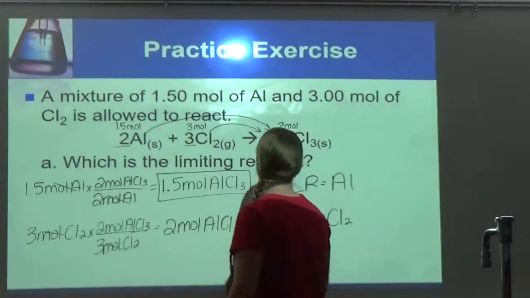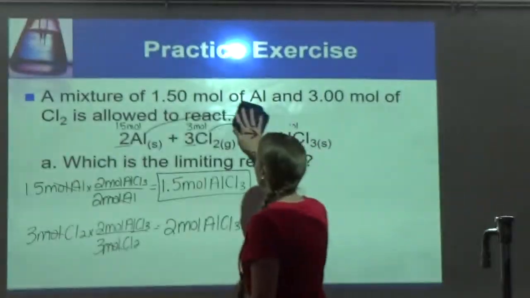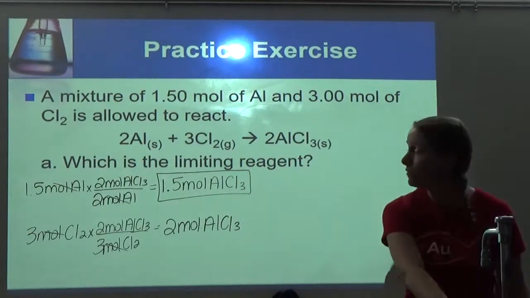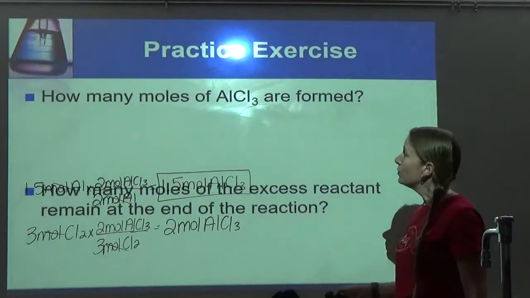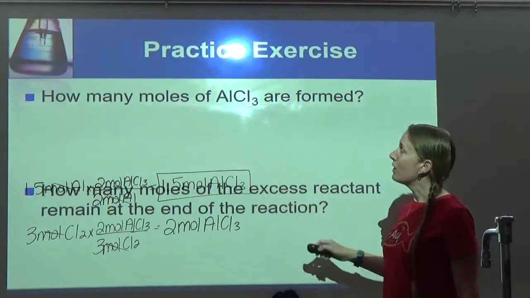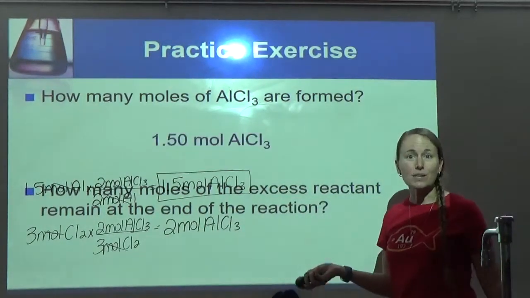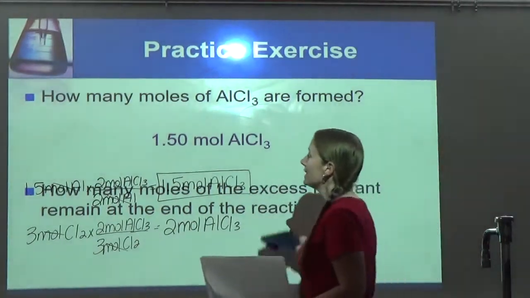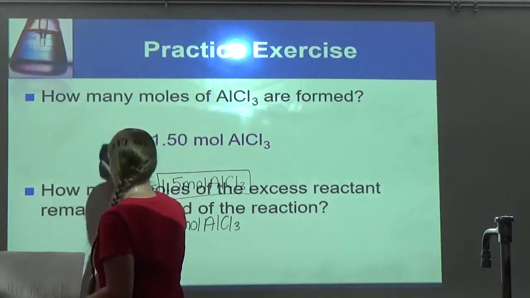Like I said, on the next slide, I'm going to erase, but I'll leave this part right here so that you can see it for part B. So notice part B says how many moles of aluminum chloride are formed. So I end up with that 1.5 moles of aluminum chloride that I just got right here. Okay, so now let's look at the third part.